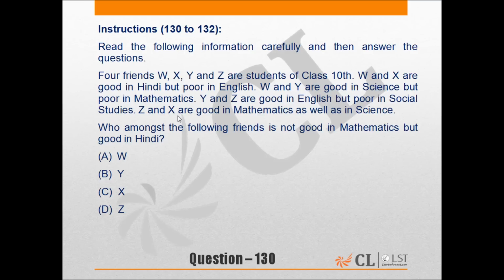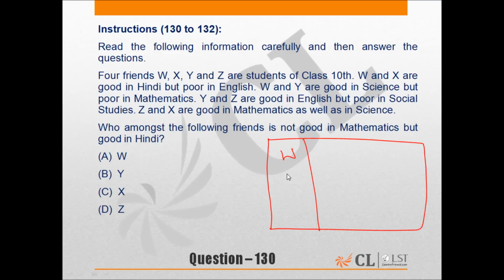So over here, we are told W, X, Y and Z, 4 friends, are students of a particular class. Straight away then if I draw my table it will look something like this. 4 friends, W, X, Y, Z. We are told that they are good in certain subjects, poor in certain other subjects. Which subjects are they good in? W and X are good in Hindi. This is what the first statement tells us. They are good in Hindi. At the same time, they are poor in English.